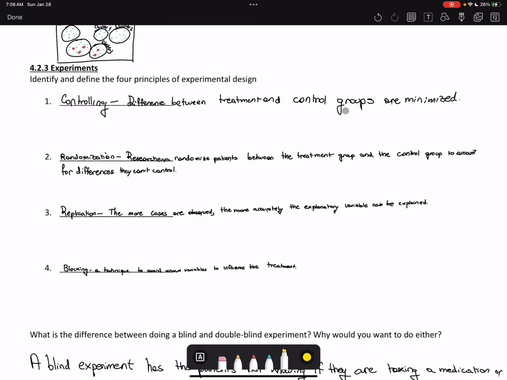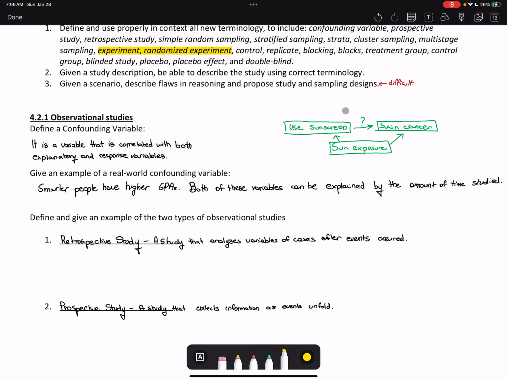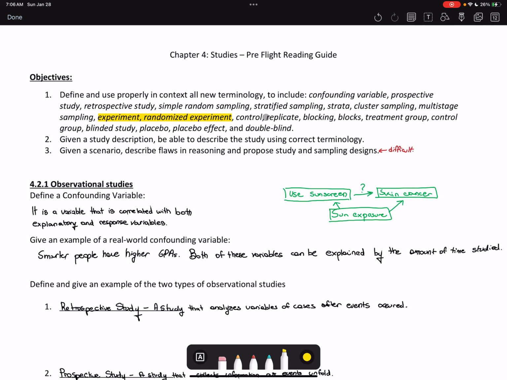Then we have the idea of randomization, which is a randomized experiment. Researchers randomize patients into treatment groups to account for variables that cannot be controlled. For example, some patients may be more susceptible to a disease than others due to their dietary habits. Randomizing patients into the treatment and the control group helps even out such differences, and it also prevents accidental bias from entering the study. So that's the idea of randomization. So we can control what we can control, we randomize what we cannot control.